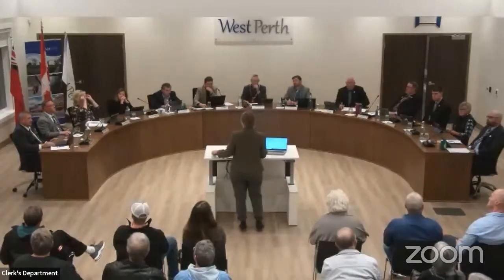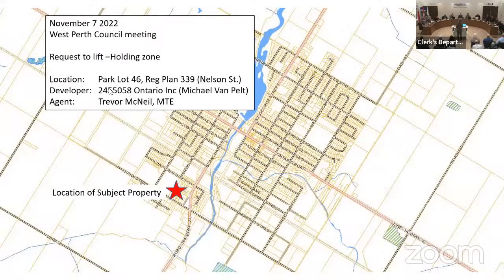Good evening, Mayor Mackenzie and council. This is an application to lift a holding zone. It was a holding zone on a property that is on the corner of Nelson Street and Francis Street. Council earlier considered a plan of subdivision for this property. And the plan of subdivision has now been approved. So the applicant is coming back to request that the holding zone be lifted in order to proceed to develop the land for 11 single detached residences.